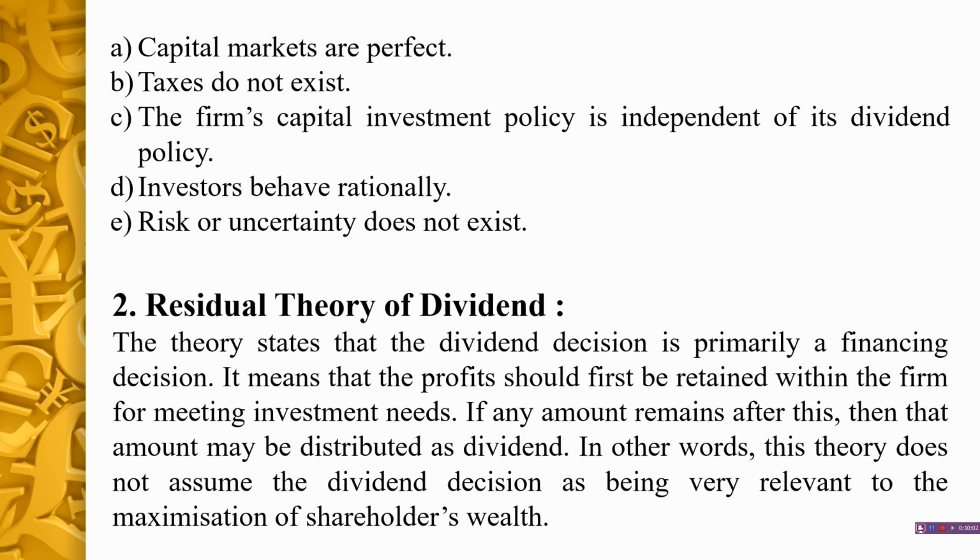This theory says that the firm should first retain the profit within the firm for the investment needs. The firm should retain the profit for its investment needs, and if any amount remains, then only it should distribute the dividend. This is what the residual theory of dividend says.